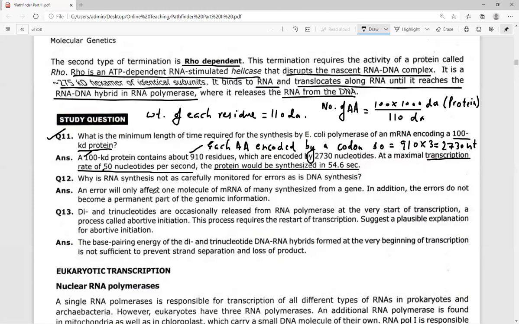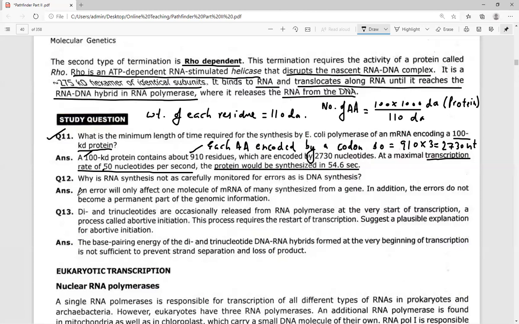Why is RNA synthesis not as carefully monitored as compared to DNA synthesis? Because in the case of DNA synthesis, there are several different enzymes, and every DNA polymerase is different. In the case of RNA synthesis, the transcription, a single RNA polymerase carries out the entire process. It is working as a helicase, it is working as a primase. In DNA replication, there are several separate enzymes. So DNA replication has a much higher processivity and higher accuracy as compared to RNA synthesis.